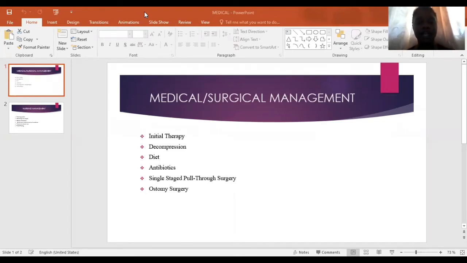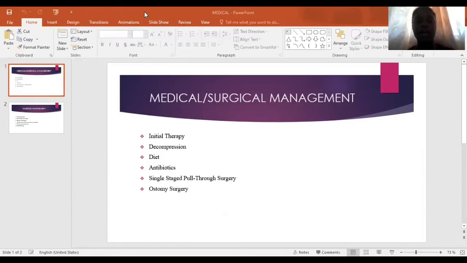There's no specific diet pre-operatively, but post-operatively the child would be placed on a non-constipating regime to decrease any likelihood of constipation. The child will be placed on broad-spectrum antibiotics, which include Augmentin and ciprofloxacin, to decrease any chance of the child developing an infection.